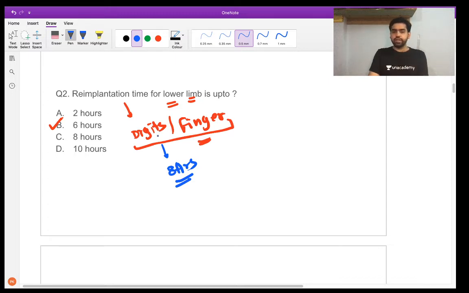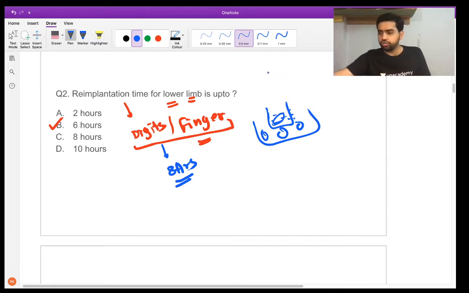Now, understand one thing: whenever you have an amputated digit or a finger, how do you transport it? Do you put it directly into the ice? Well, no. You put it in a plastic bag, and this plastic bag is filled with saline, and then you keep this plastic bag in a container which is filled with ice. The finger should not come in direct contact with the ice. So the finger is kept in a fluid, most probably saline, and this is kept in a plastic bag. This plastic bag is placed in a container, and in the container we have ice.